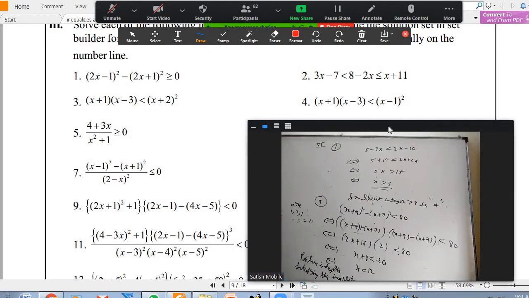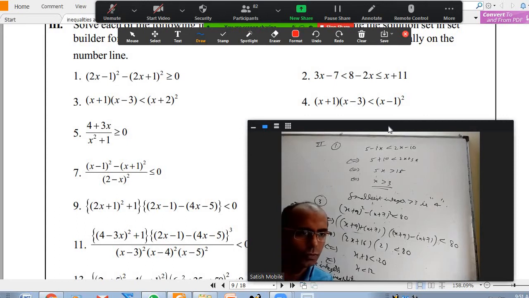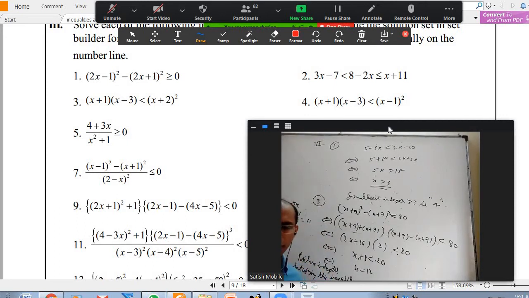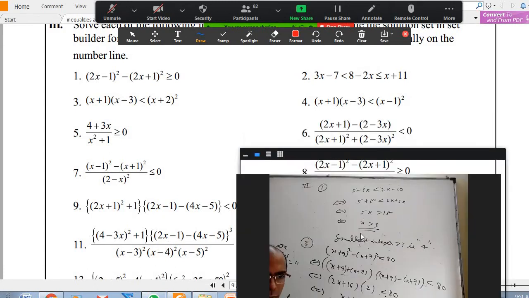Should I change the inequality or not? No, sir, because it is always positive. A perfect square is always greater than or equal to 0, plus 1 is always positive. Because it is always positive, I can multiply with that on both sides.